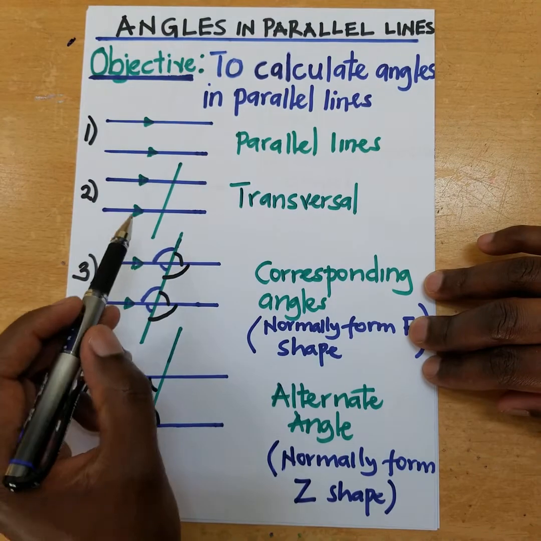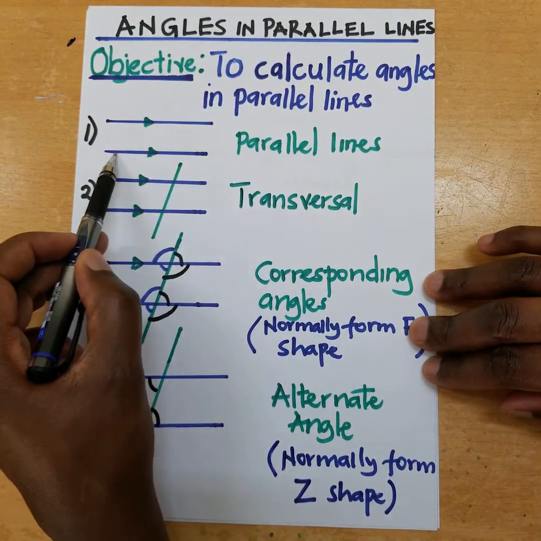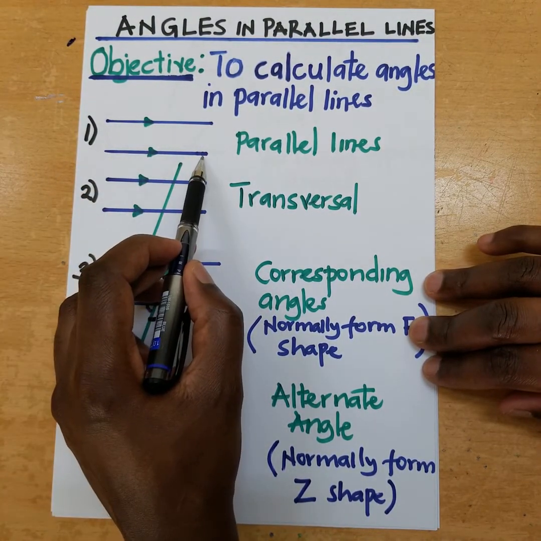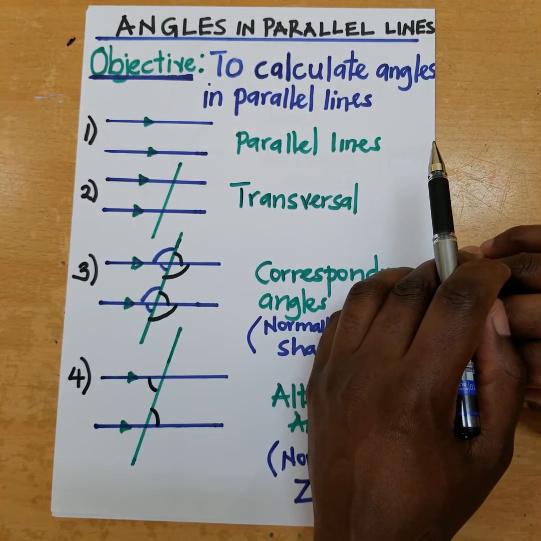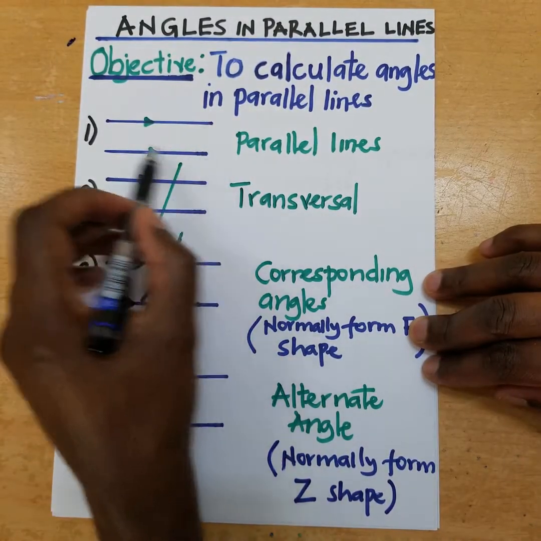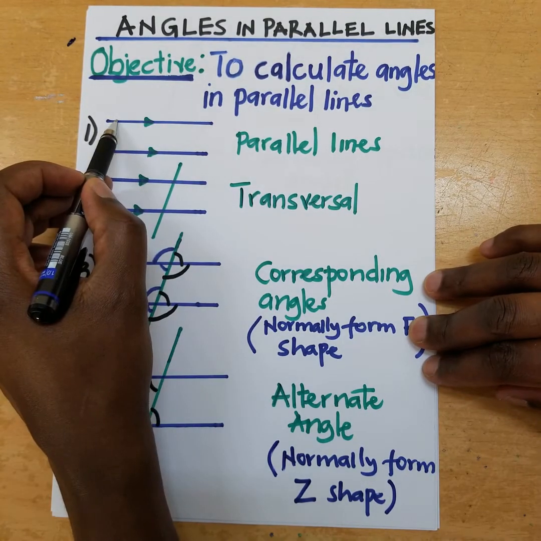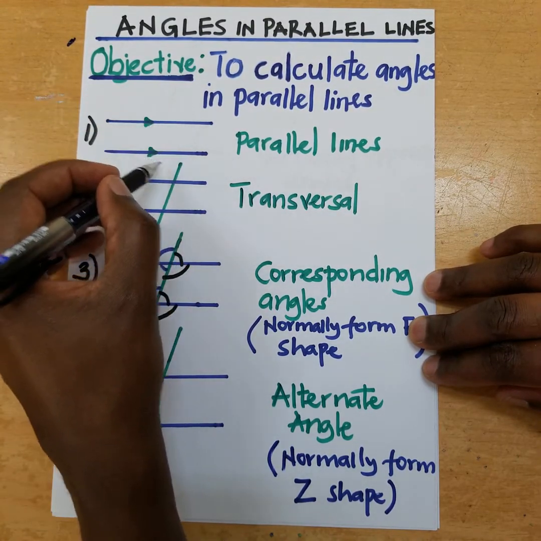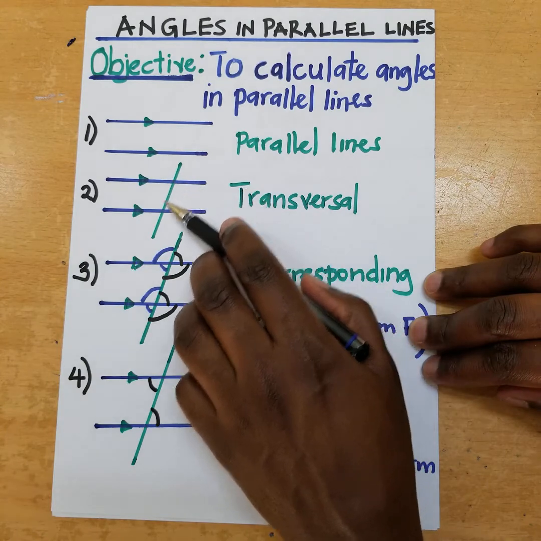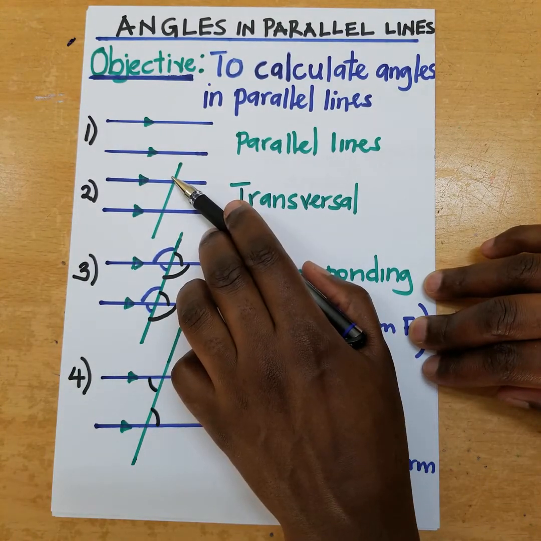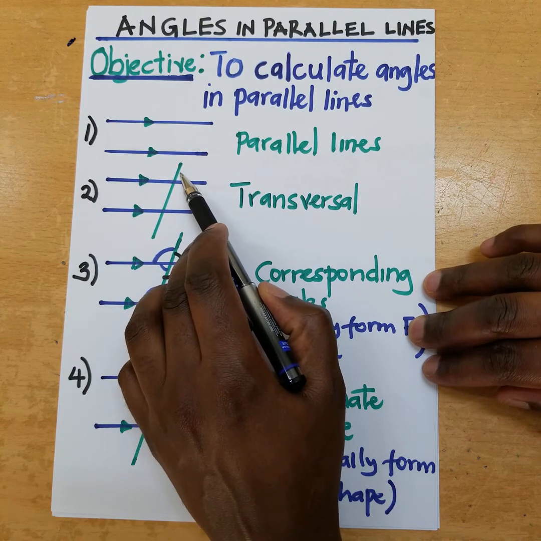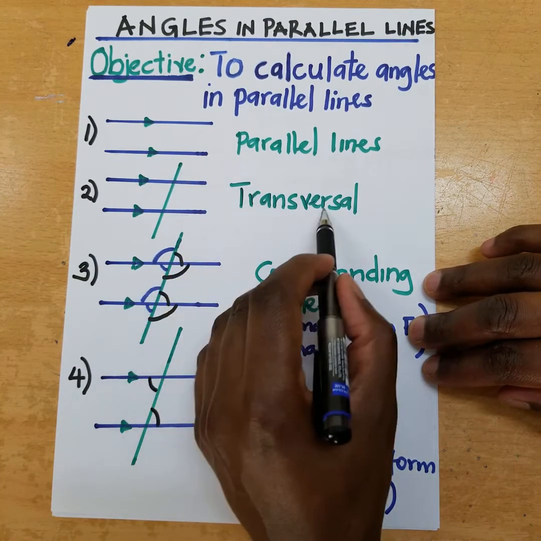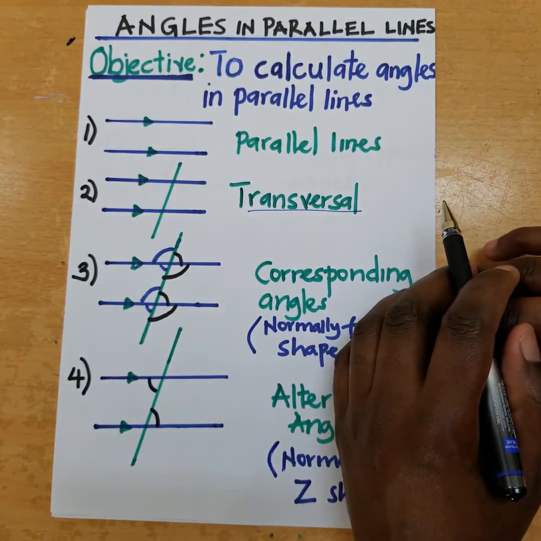What are parallel lines? If I have any two lines, like you can see here, that do not meet, they are called parallel lines. If these two lines are cut through with a line, like you can see this line here, the line that cuts through or intersects two parallel lines is what we call a transversal.